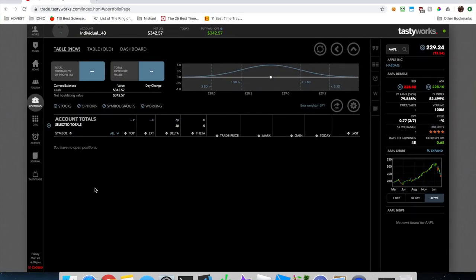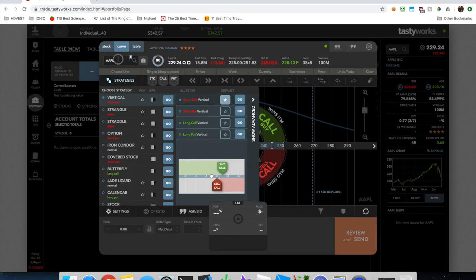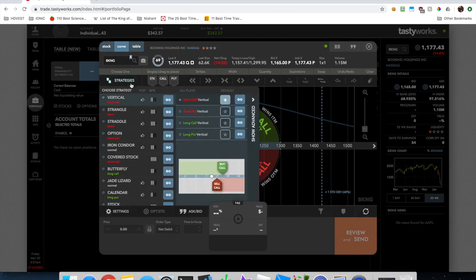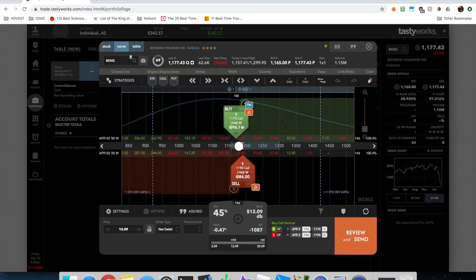So I have Tastyworks open here. Let me go to the trade tab, type BKNG, and then go to strategies, go to long call vertical, and click go. Now you just need to make sure that the expiration and the strike prices match what I've alerted.